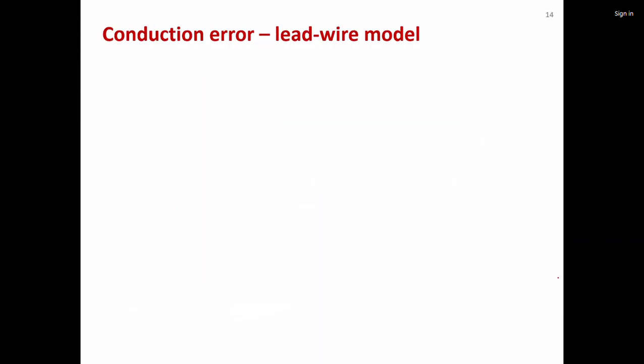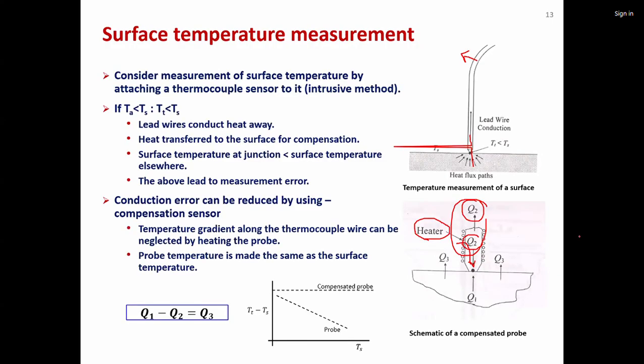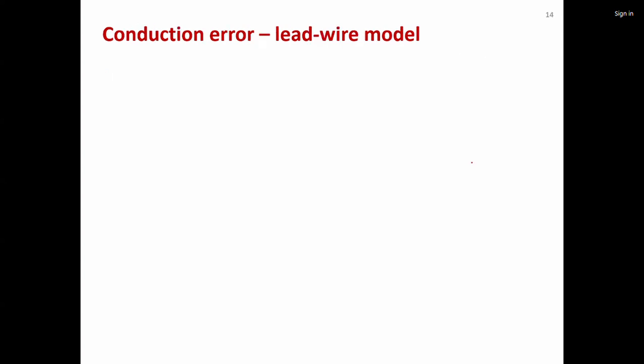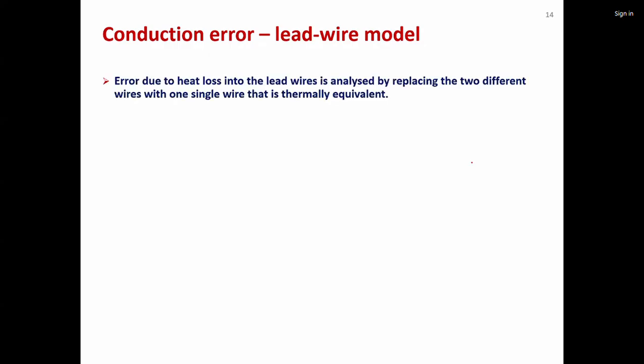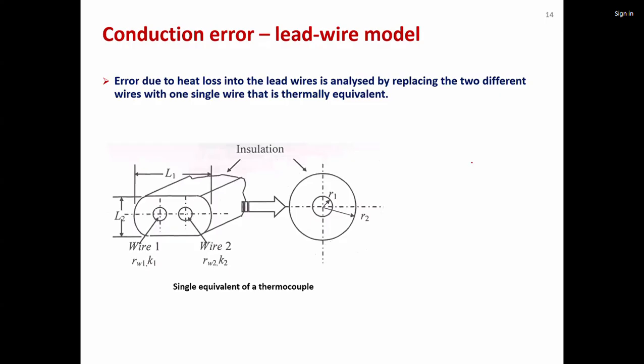Now, we try to predict what is the conduction error, what is the consequence of this heat loss into the wire and how much error can we expect. So we talk about a lead wire model. Okay. And so we do some heat transfer analysis to actually predict the error.